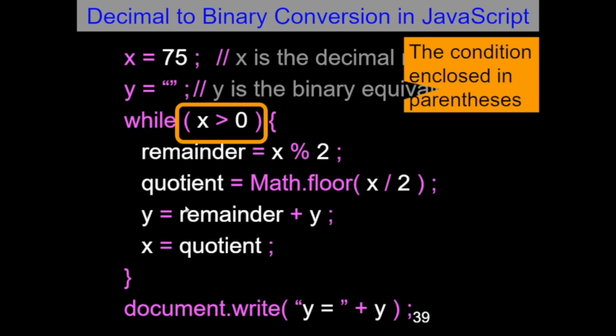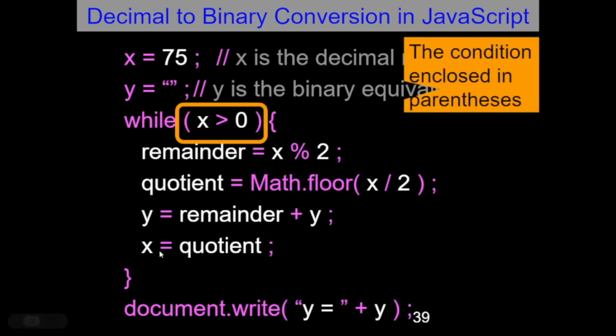Now y equals remainder plus y, and x equals quotient. So all these statements are getting executed for the first time. As soon as all four statements are executed, the control will again go back to the top, and since x is getting updated here, it will check the condition again whether it's true or not. Then if x is greater than 0, it will again go back to these four statements.